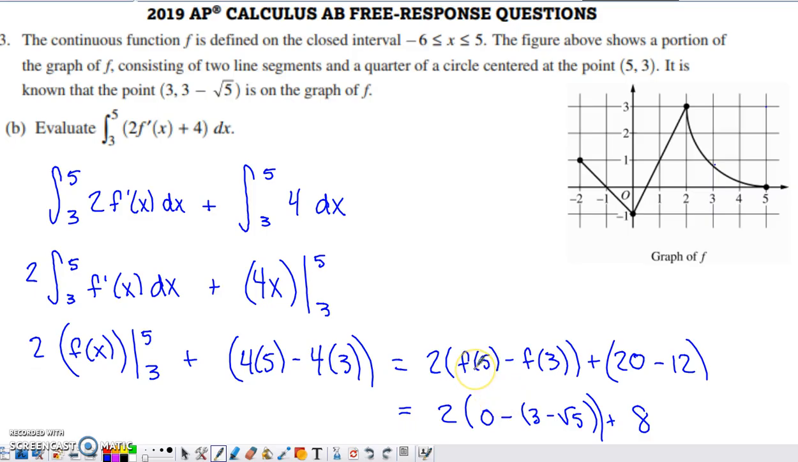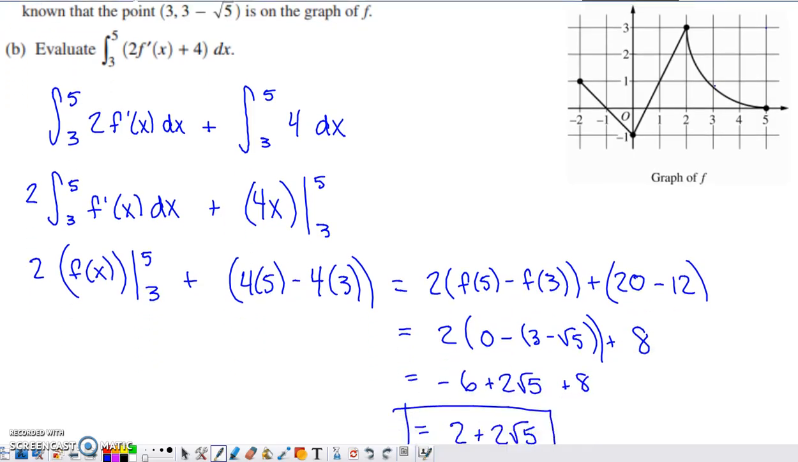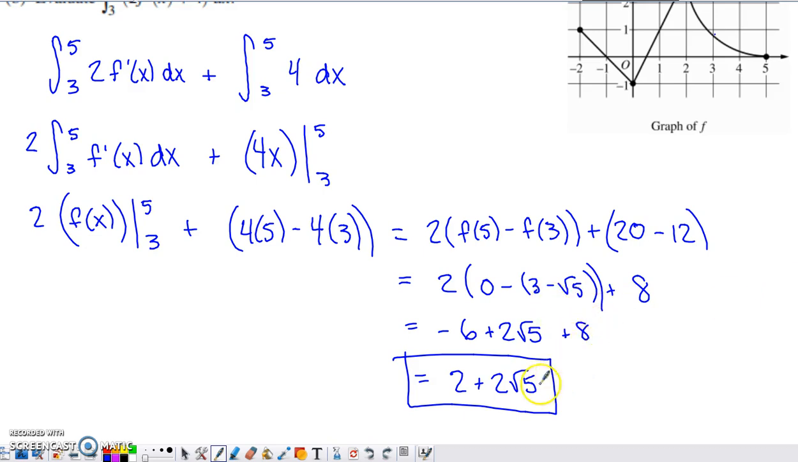So I am going to have to use the graph to find what f of 5 is. Well, f of 5 is 0. I'm going to have to use the graph to find what f of 3 is. Now that's a more difficult task, but they actually provide us with that ordered pair up in the problem statement. I do have to watch out that I'm subtracting f of 3 from 0, so I'm going to have to get that negative distributed in. And if I do everything properly and I simplify properly, I get down to here.